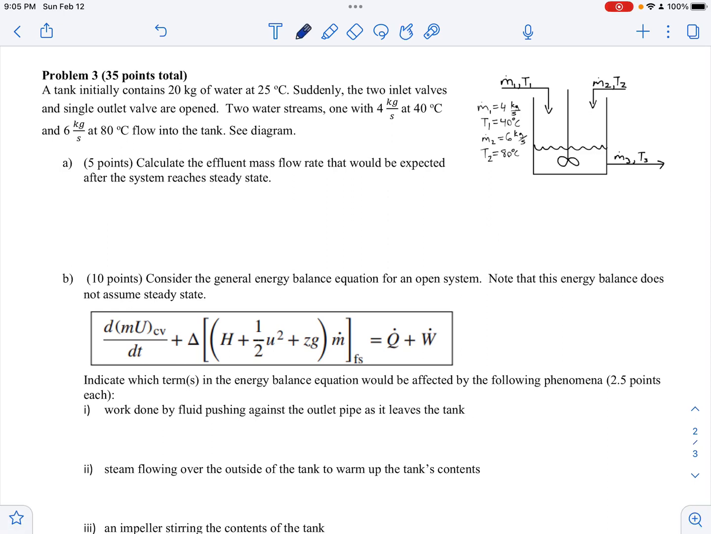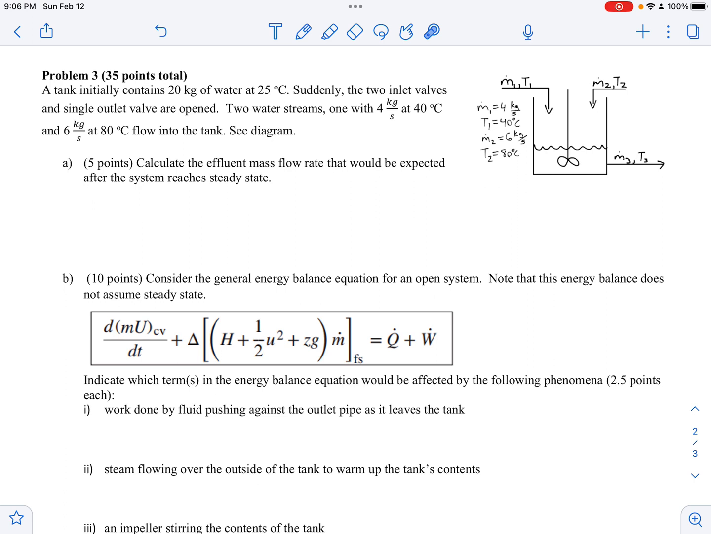Problem 3. A tank initially contains 20 kilograms of water at 25 degrees C. Suddenly we have two inlet valves and a single outlet valve that are opened. You have two water streams, 4 kilograms per second at 40 degrees, and 6 kilograms per second at 80 degrees. And we have an outlet T3.